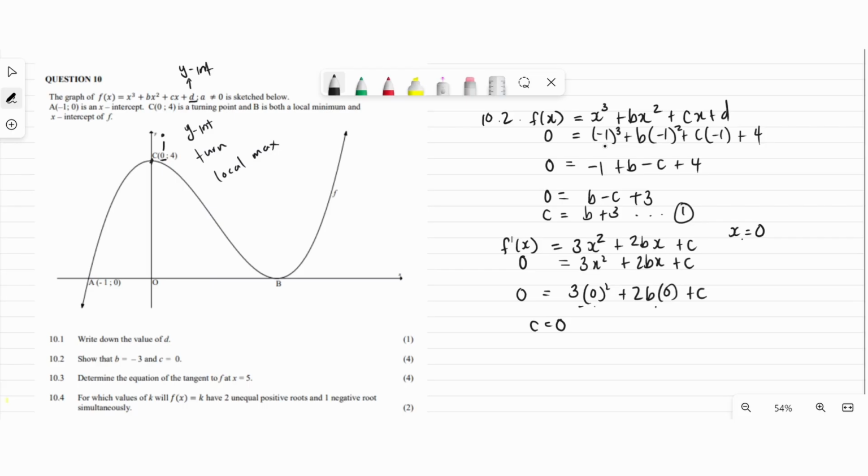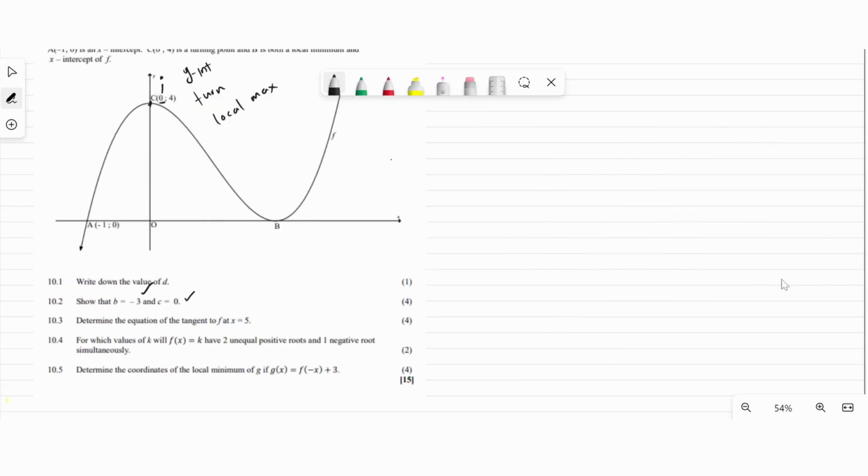So I'm going to substitute c here to get b. We see that we already found c, so let's substitute to get b. It's going to be 0 is equal to b plus 3. Take the 3 to the other side. It's going to be negative 3 is equal to b. So now we have solved for b, which is negative 3.